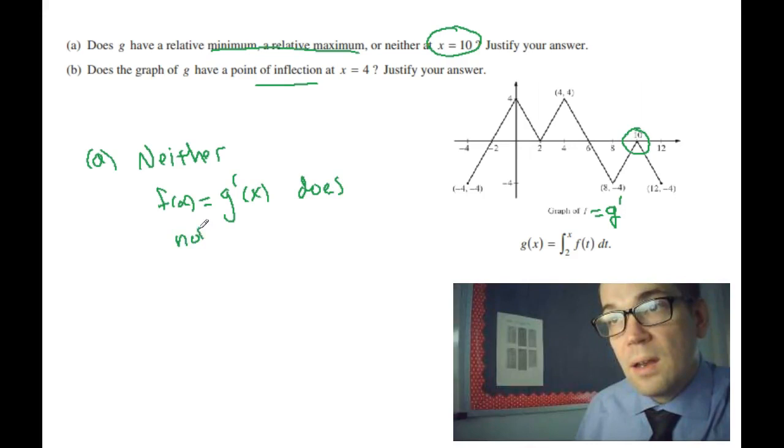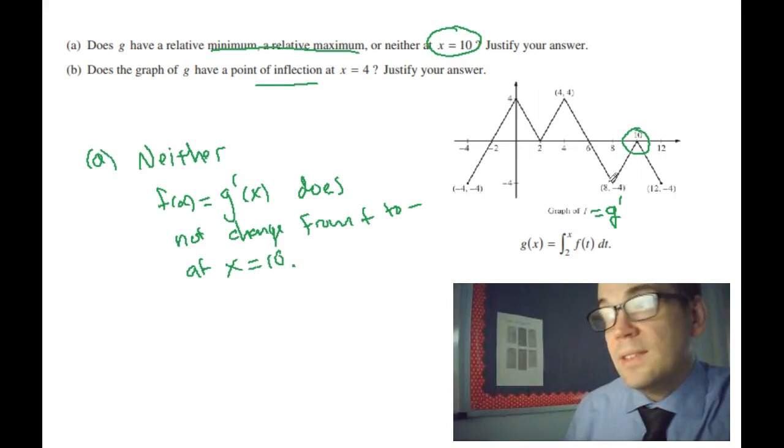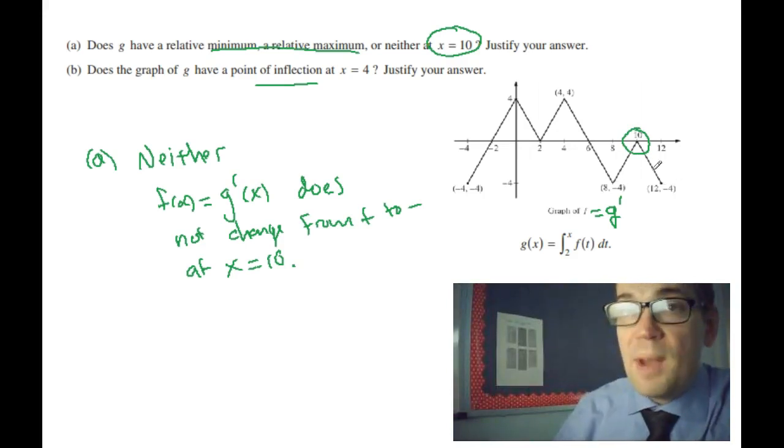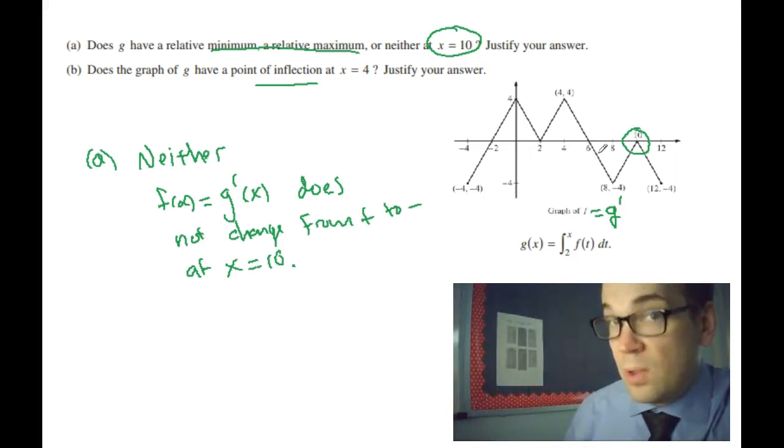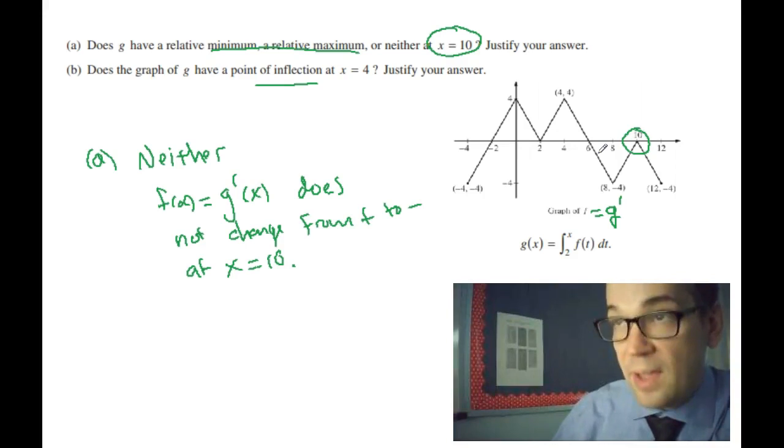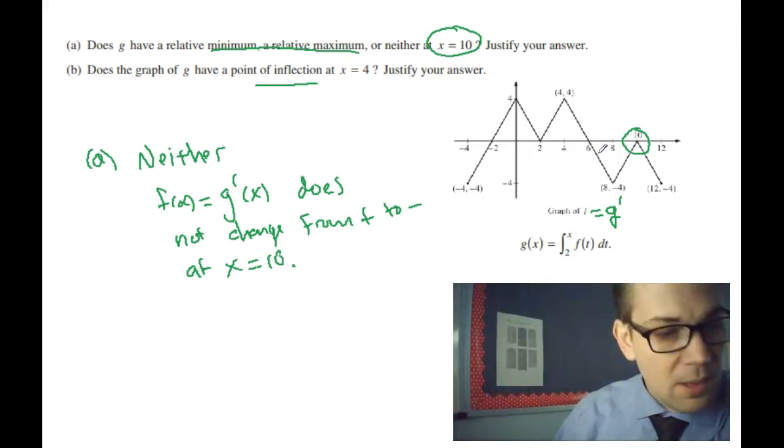does not change from positive to negative at 10. That would be one way to say it. Another thing you could say is it stays negative on this entire interval. But anything to indicate that you recognize that this graph of f is really a graph of g prime, and to find the local maximum, g prime would change from positive to negative, would get you both the points.